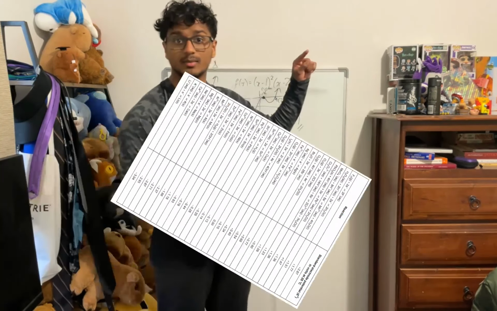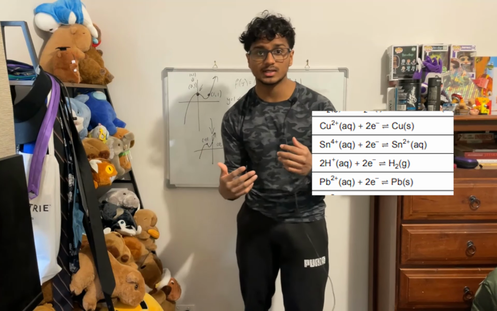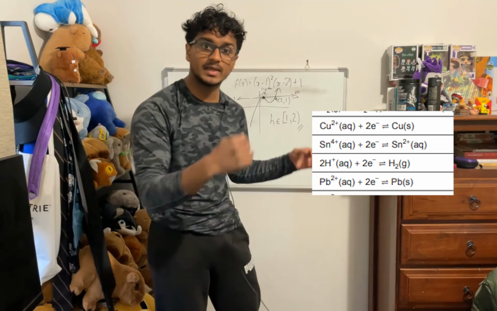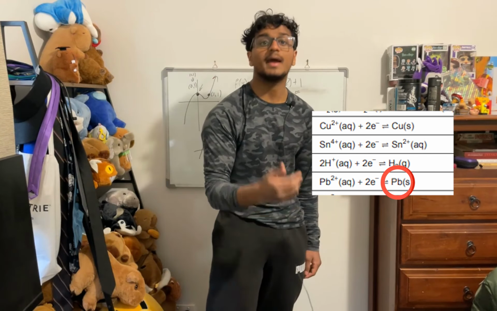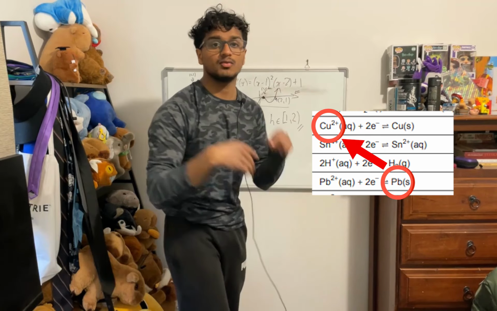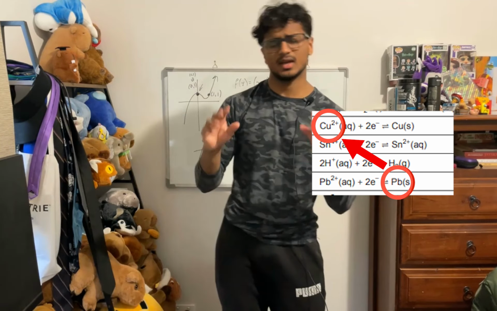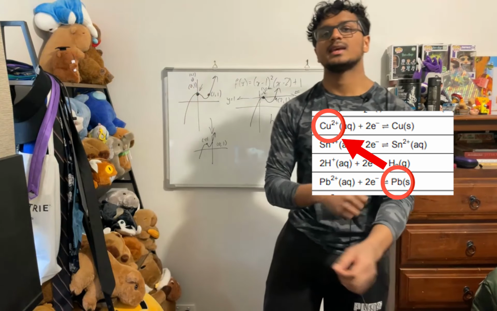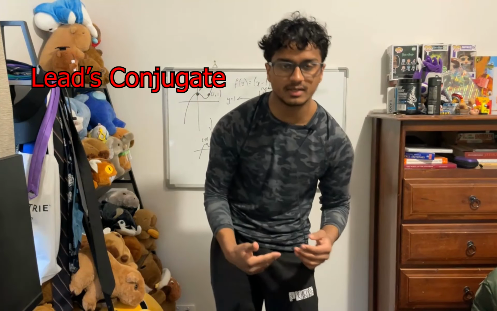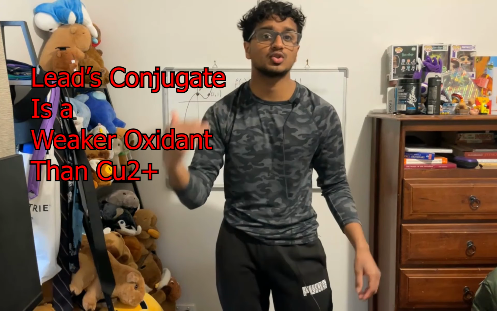Here is our electrochemical series. Here is copper and here is lead. Now, the spontaneous reaction that will occur here is between lead and copper ions, right? This is because it has a positive gradient, and the reason being is because this is a favorable reaction to occur. Essentially, the wording that we use here is that lead's conjugate is a weaker oxidant than copper 2+ ions.